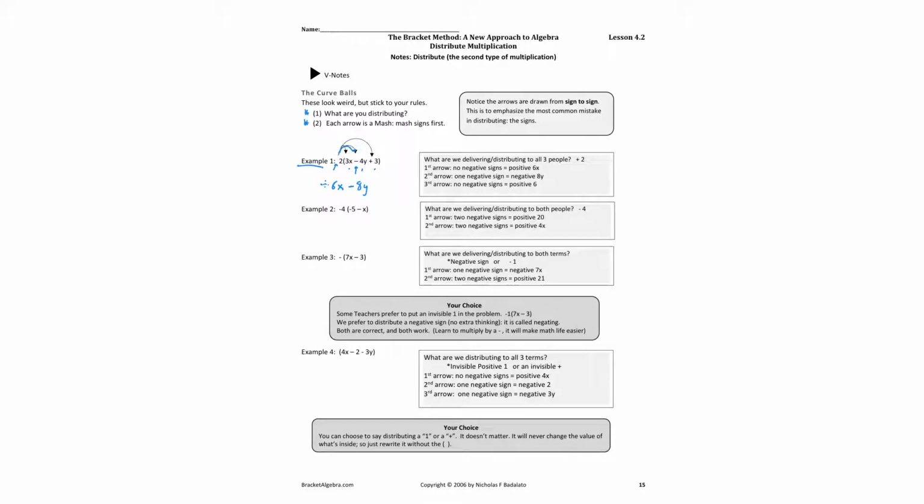Third arrow over here. Again, positive and a positive. Not going to change it, so it stays positive. Take care of the numbers, and there are no peas and carrots for that. Distributing. Let's go to example 2.